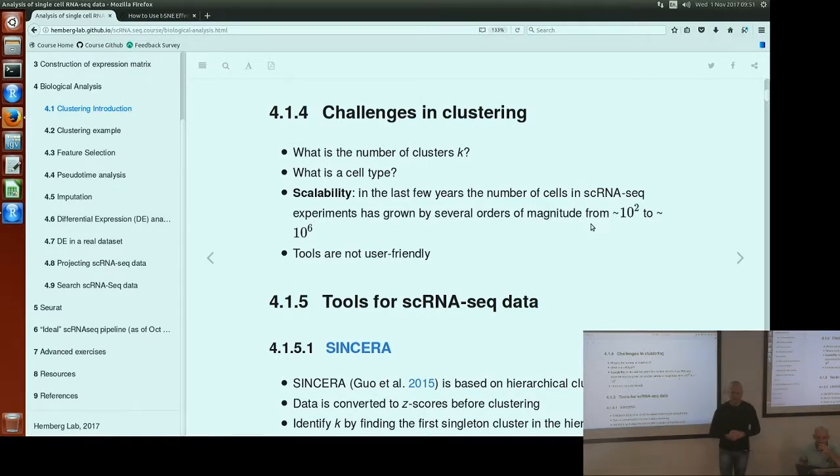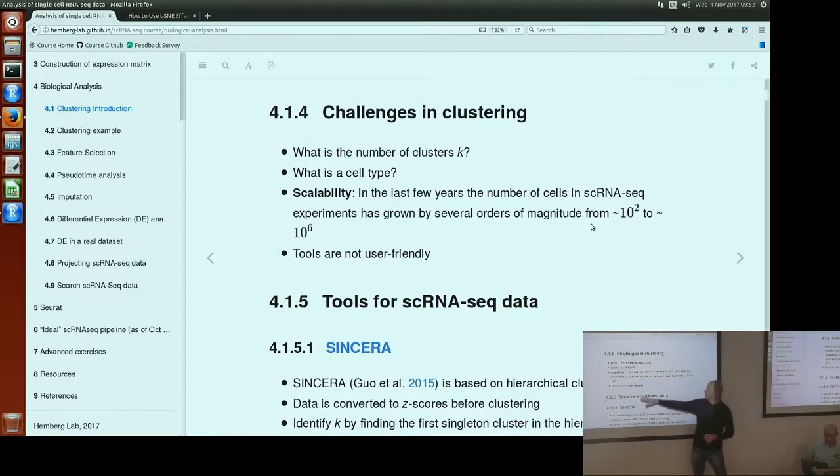The second problem is scalability. So in the last few years, the number of cells in single cell experiments increased up to 1 million, and probably there will be more cells in an experiment in the next couple of years. So some algorithms are very slow, so you cannot apply them to 1 million cells at all. Some algorithms work very nicely on larger data sets, but not on smaller data sets. So there is no universal algorithm that can be used for both small and large data sets at the same time.